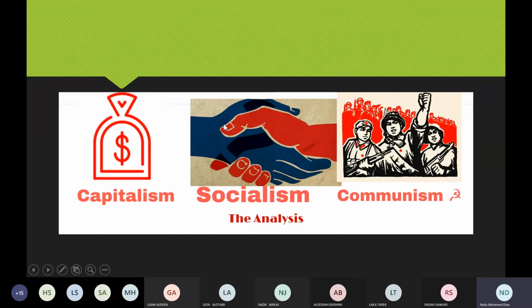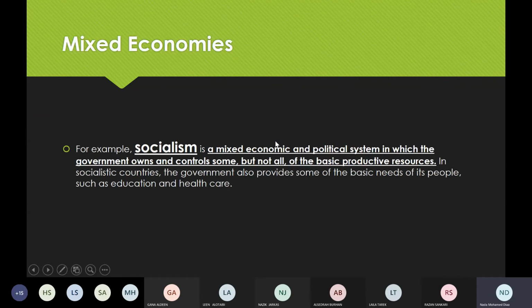What is in between? Socialism is when the government deals with the private owners or the people. In capitalism, I'm free to do whatever I want, totally free, and I can own whatever I want. In communism, the government decides everything, which leads us to socialism. What is socialism? Socialism is a mixed economic and political system in which the government owns and controls some, but not all, of the basic productive resources. In communism, the government owns everything. In socialist countries, the government also provides some of the basic needs of its people, such as education and healthcare.